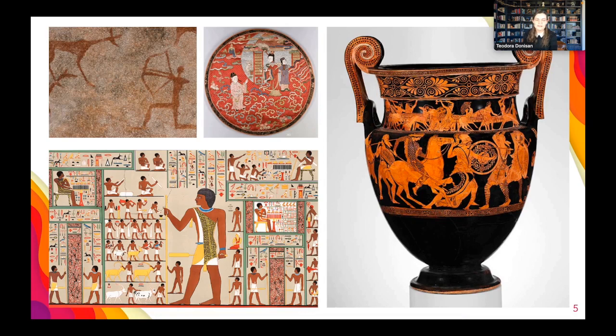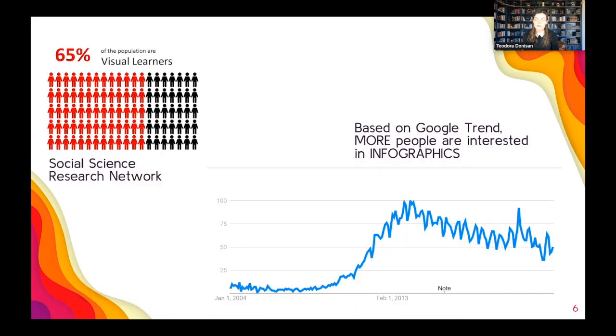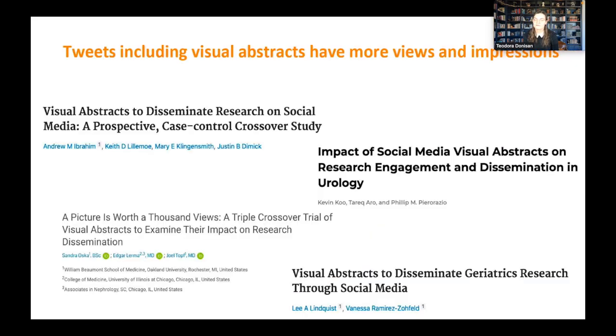Why is this important? Because images have instinctively been used to communicate from prehistoric periods. It was shown that 65% of the population are visual learners, and people have become increasingly interested in infographics over the past decade, as we can see on this graph based on Google Trends. Educational materials are more engaging when they have relevant illustrations, and there is research showing that tweets and papers have more reads and impressions if they have visual abstracts.